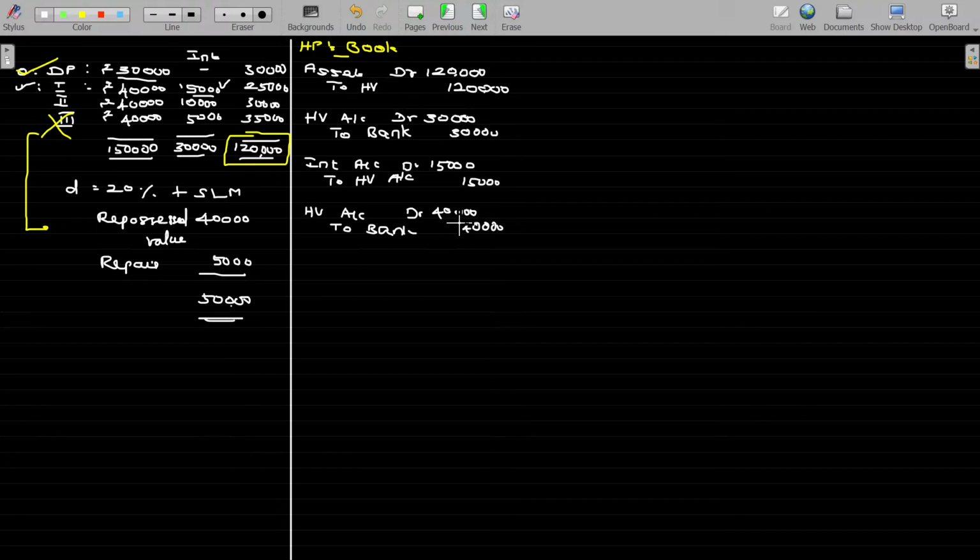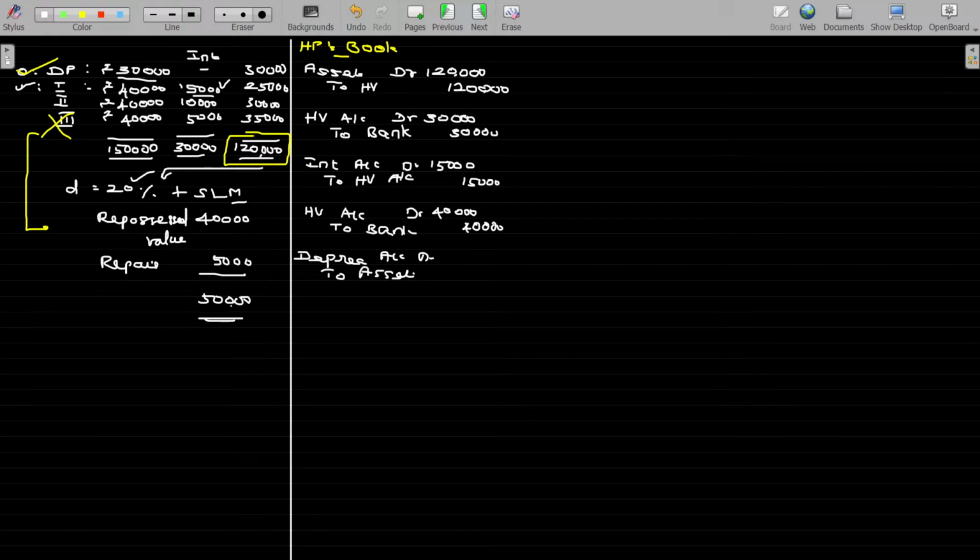And once the year end comes, don't forget to provide for depreciation. Later, the interest and depreciation, both together, can be transferred to the P&L account. Here, the entry for depreciation: depreciation account debit to asset account.